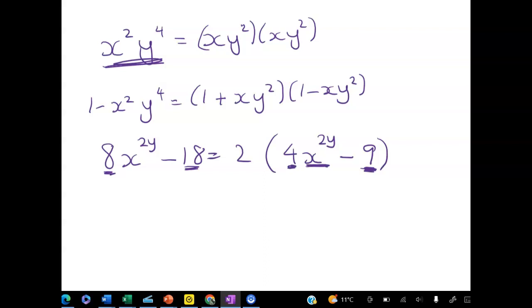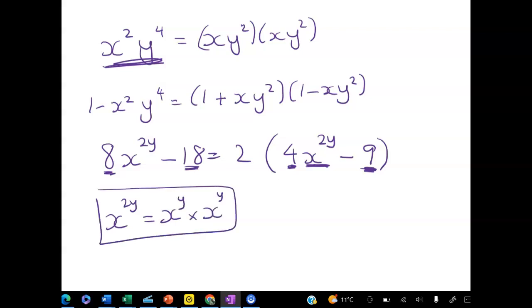What about the x to the power of 2y? Well, x to the power of 2y is equal to x to the power of y times x to the power of y. And that means that this whole thing is equal to 2 times (2x to the power of y plus 3) times (2x to the power of y minus 3).